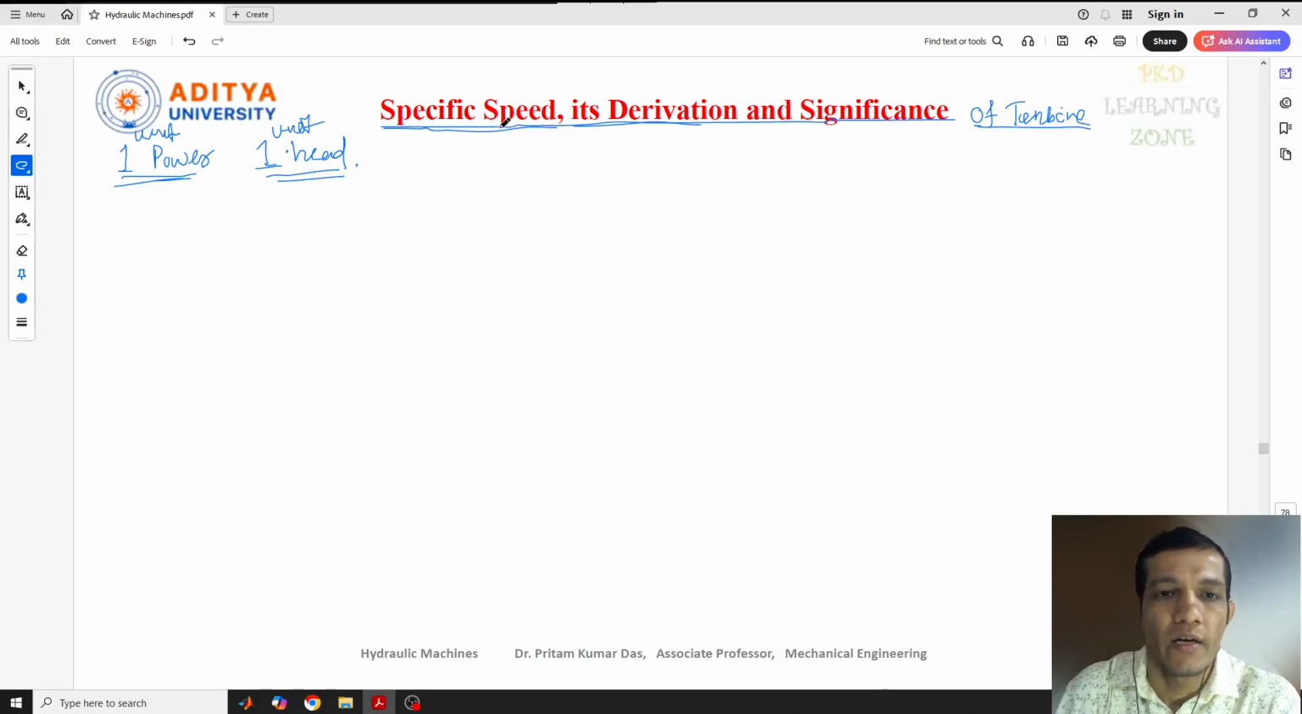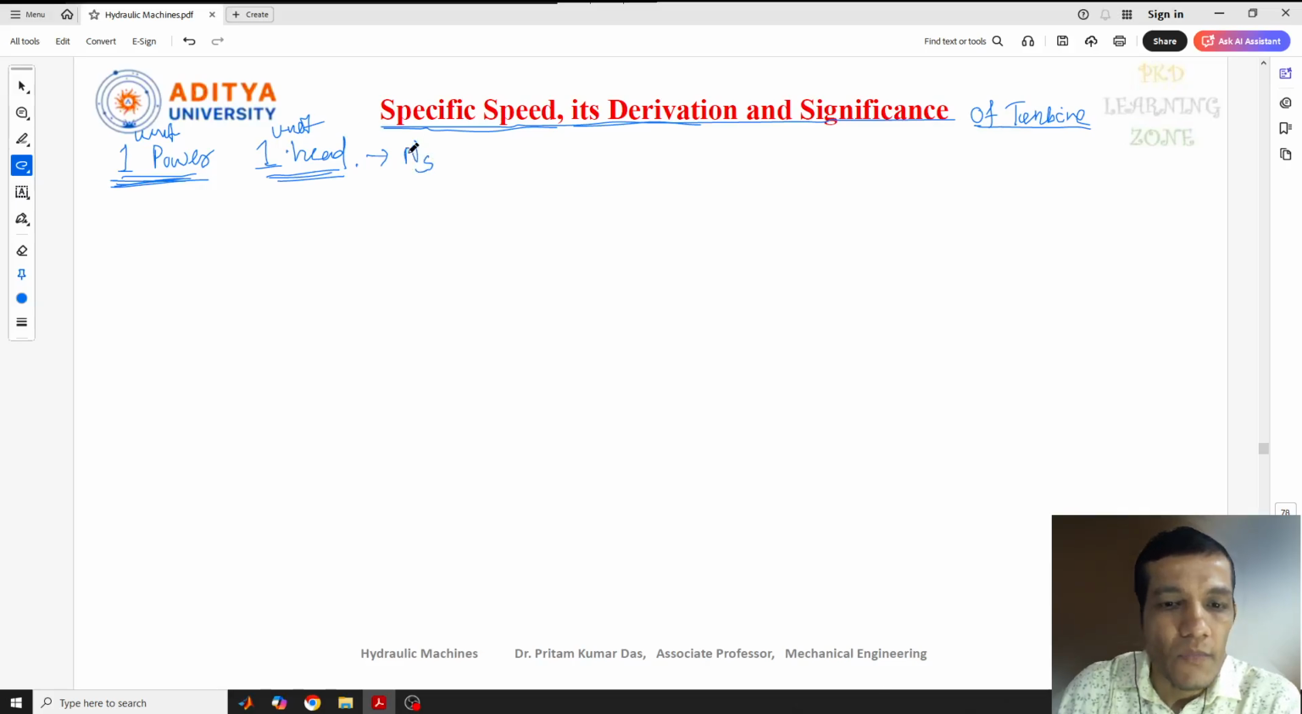Speed, we know, is defined in RPM. Based on the speed we can select the turbine, what kind of work there is and which kind of turbine will be selected. So from the specific speed it can be identified. We can create a model and test the turbine under a unit head, to see whether unit power is developed or not. The 1 unit power will be developed under a working head of 1 unit head, and this specific speed is denoted by NS.